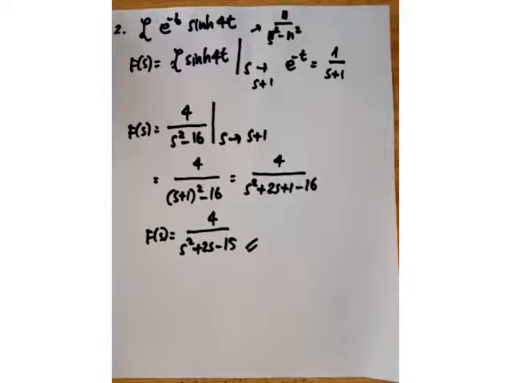So the last one is what we call multiplication by t^n. The shifting method is used when the given common function comes with e raised to nt. Here, the function comes with t raised to n. It has t raised to n, not e raised to nt.